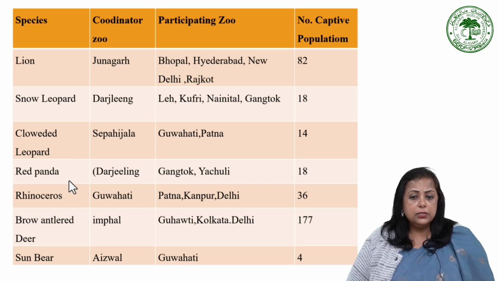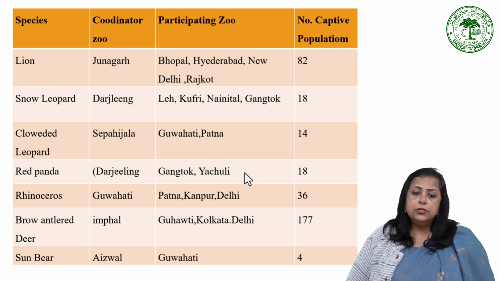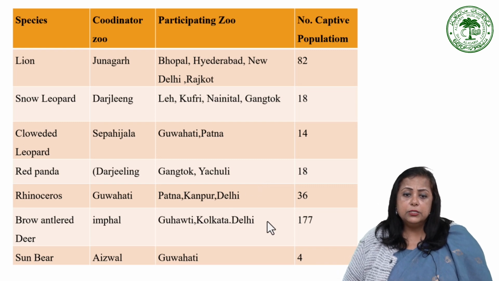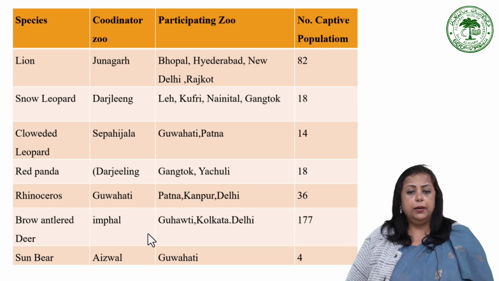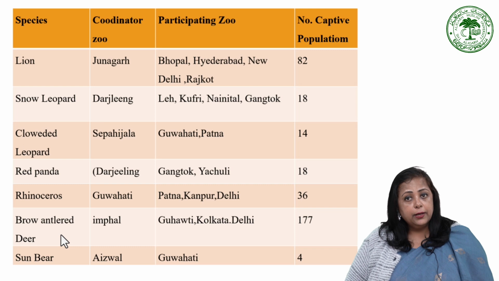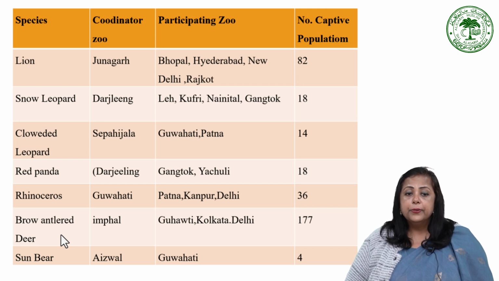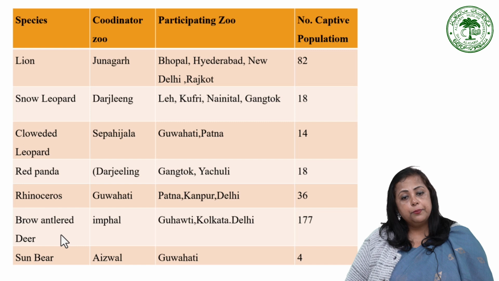Coordinating zoo is Darjeeling and the participating zoos are Gangtok and Itanagar. Rhinoceros: Guwahati, and participating zoos are Patna, Kanpur, Delhi. Brow-antlered deer, which is also called the Sangai or dancing deer. The coordinator zoo is Imphal, while the participating zoos are Guwahati, Kolkata and Delhi.